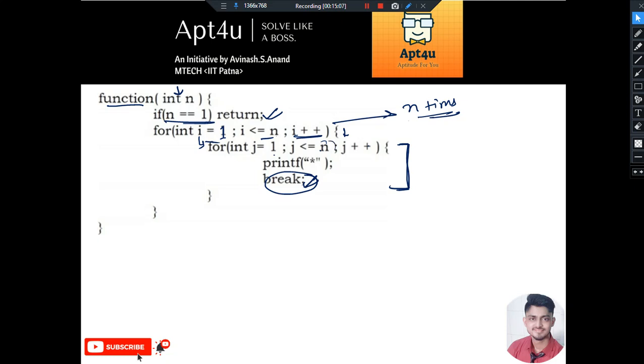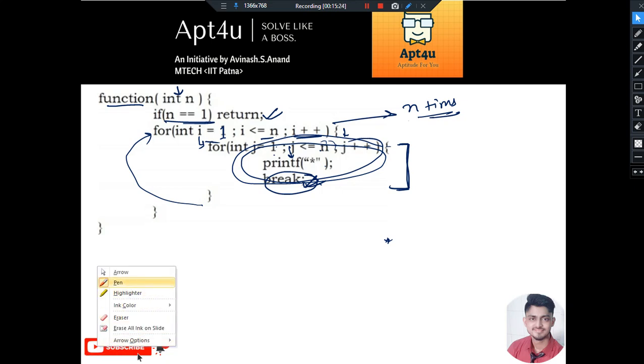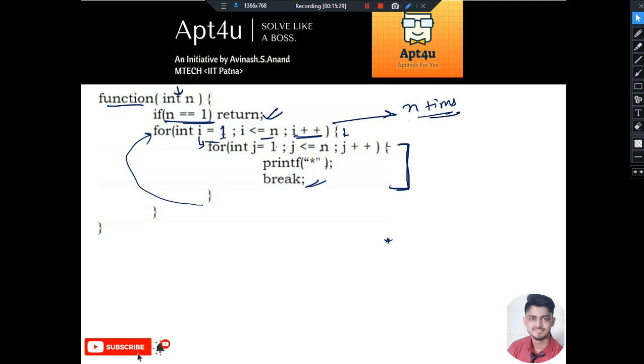It will just take the value of j equal to 1, it will enter, it will print star, and it will break. It will break means it will just go out of the for loop, means go back to the outer loop. So how many times is this particular for loop getting executed? Only once for each value of i. Getting the point? The second for loop is getting executed only once for each value of i.